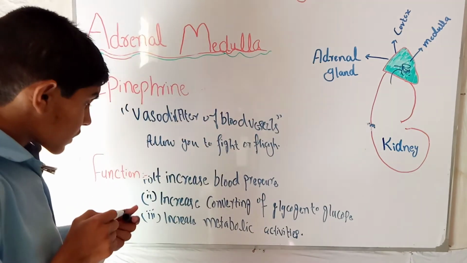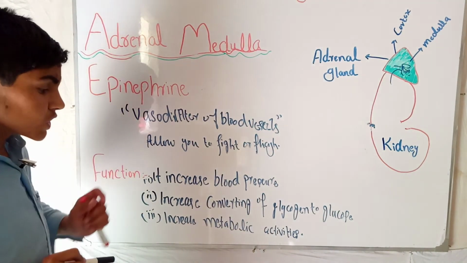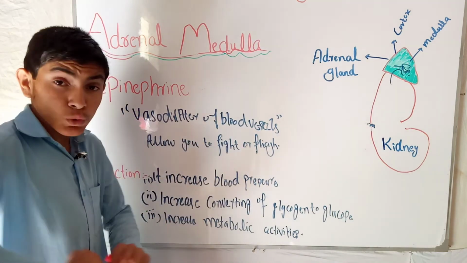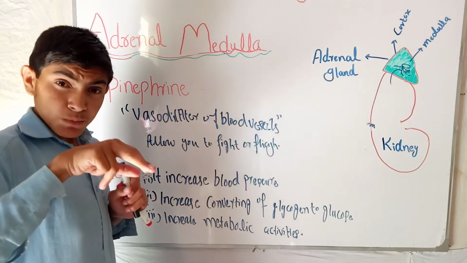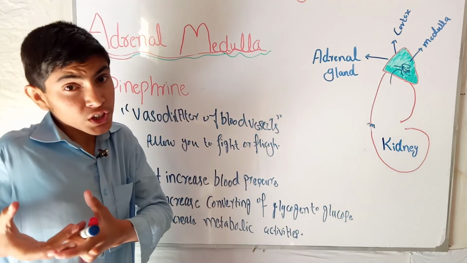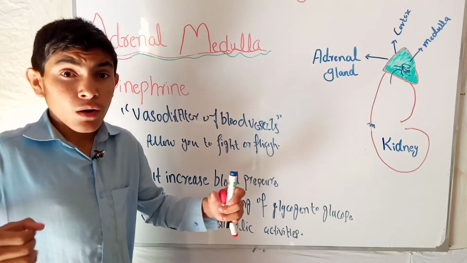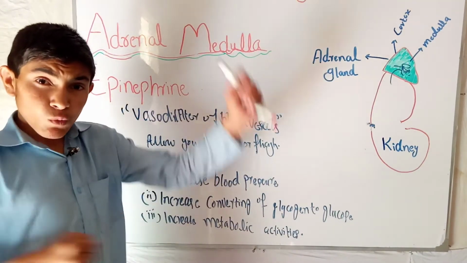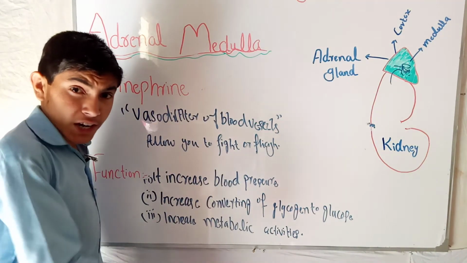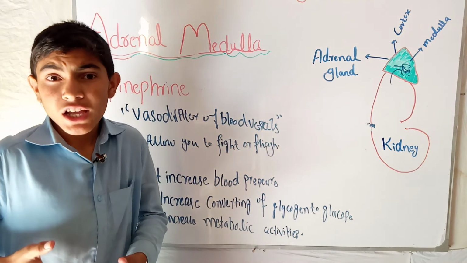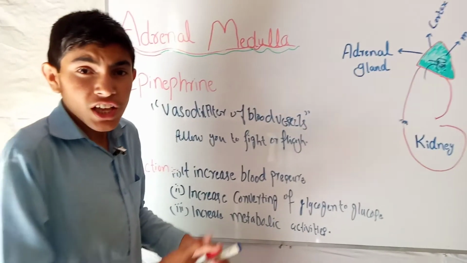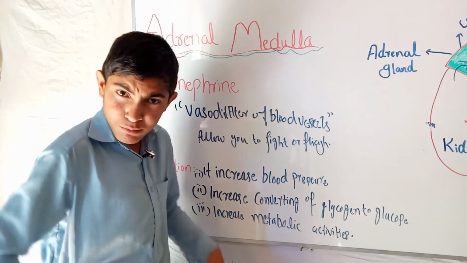So when this hormone is secreted and you are in your anger, you have to fight or flight, so you need more energy at that time. If you are going to fight, you have to increase your metabolic activities. You have to move your hands and limbs with full speed and beat another person. And if you have to flee, then you also need enough energy because you have to run at high speed. So you also have to increase the metabolic activities of your limbs.